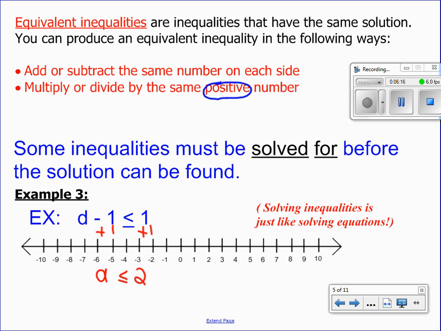Then you're going to draw your number line, plot a 2, and in this case I'm just going to find the 2 on the number line given. I'm going to have a closed circle because D is going to be less than or equal to 2, and then I'm going to graph the inequality. So in this step, we solve the inequality and then we graph it.